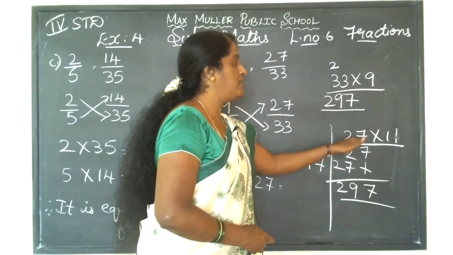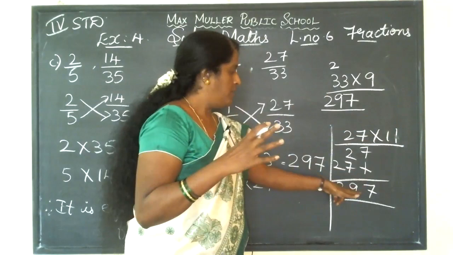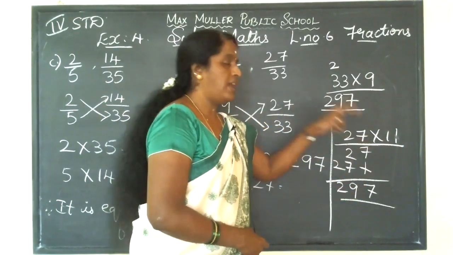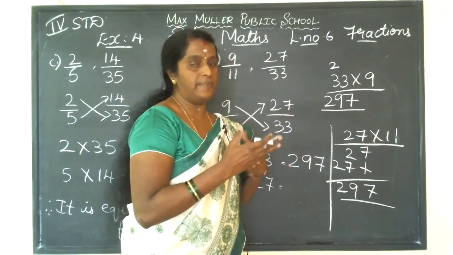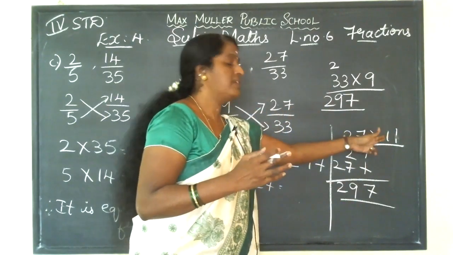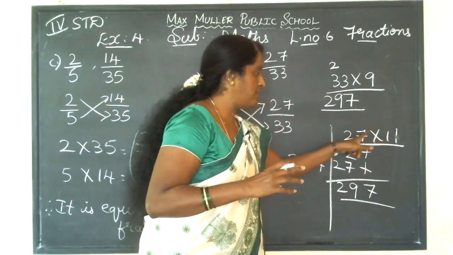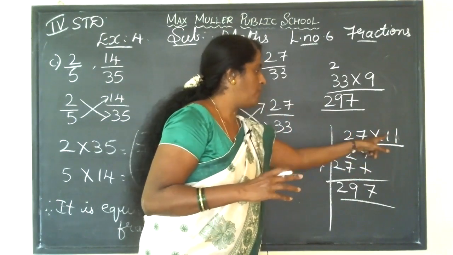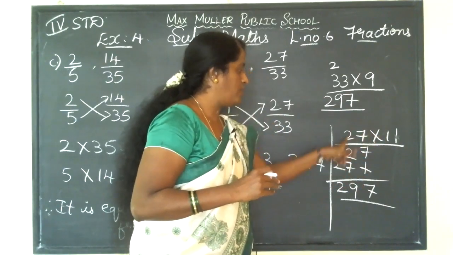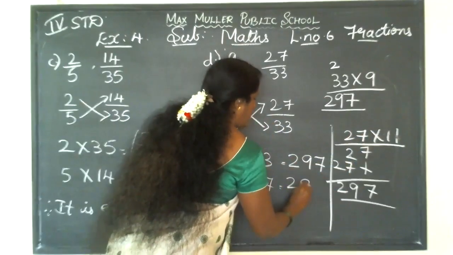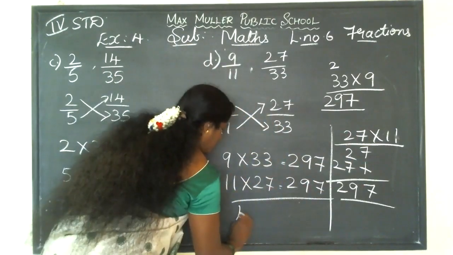Here 27 into 11. You may think 27 11s are 277. No, you should do like this. I know 11 ones are 11, 11 twos are 22, 11 threes are 33, 11 fours are 44. Like that you may think 11 27s are 227. It's wrong. You should do like this. See, 1 sevens are 7, 1 twos are 2, plus next step. 1 sevens are 7, 1 twos are 2. So here also 297. So here also it is equivalent fraction.